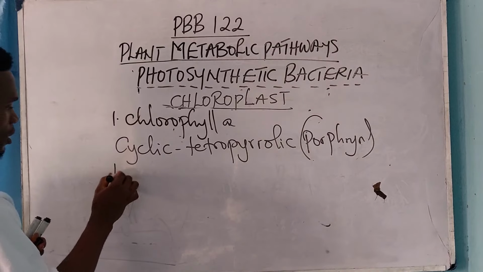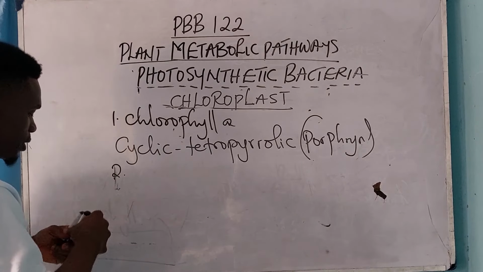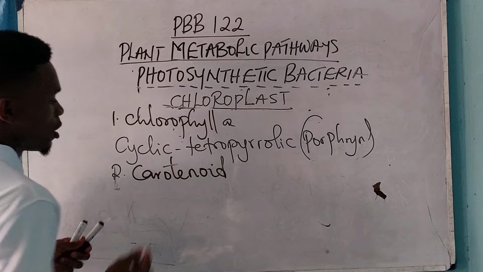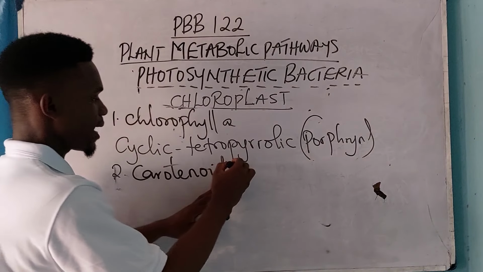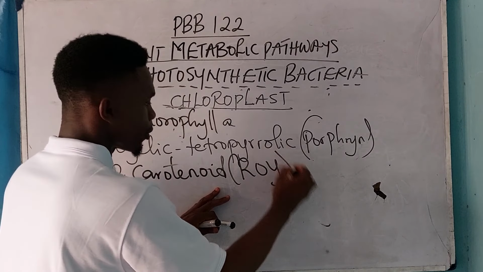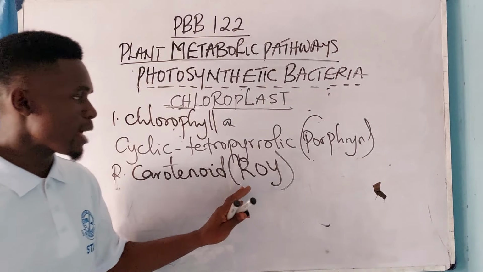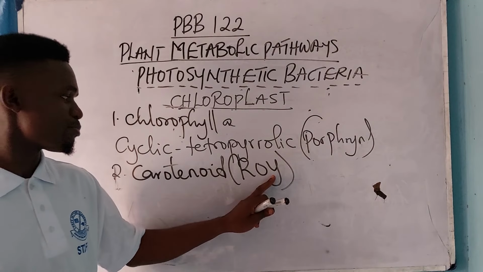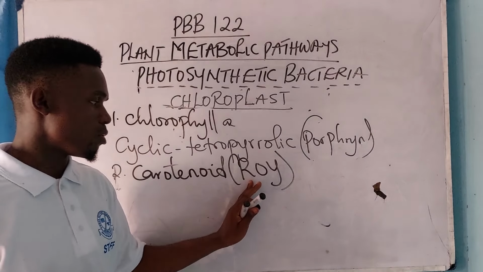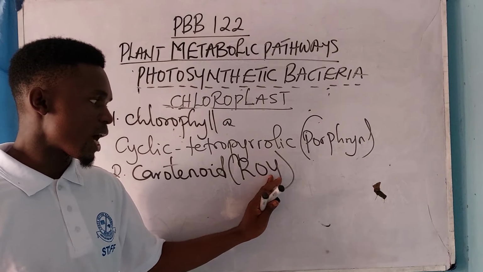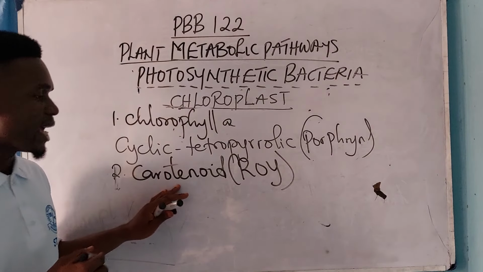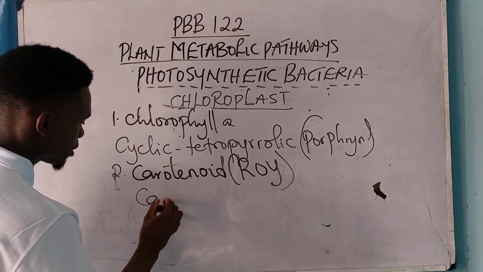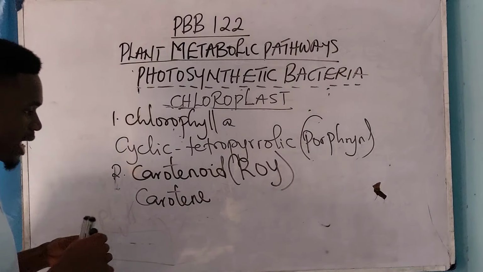Okay, let's take number 2, which is the carotenoid. Alright, the carotenoid may appear red, orange, or what? Yellow. Red, orange, and yellow are found in carotenoid. And carotene is what gives carrots their color. Carotene is what gives carrots their what? Color.